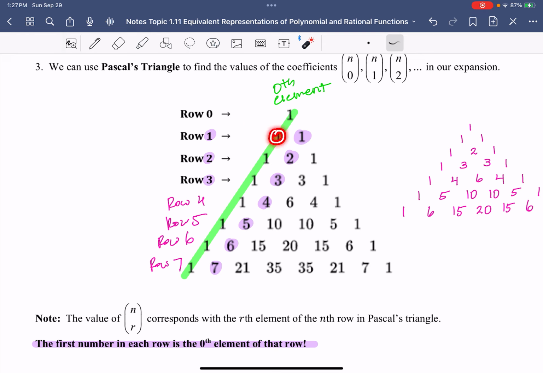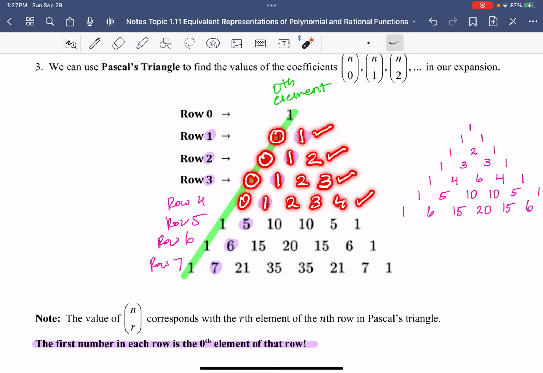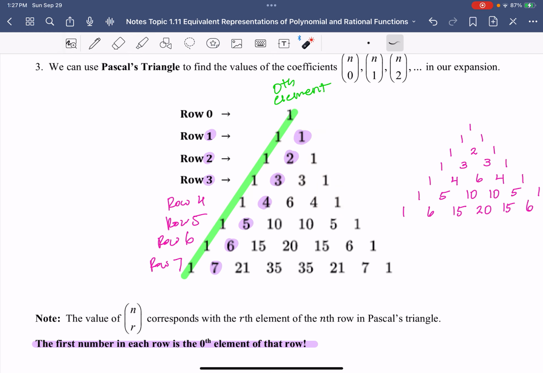So this is the 0th element and the first element. For row 2, 0th element, first element, second element. For this row, 0th element, first, second, and third element. Notice that the number of elements is exactly equal to the number of the row. So in row 1, the last number was 1. Then we have 2. Then we have 3. 0, 1, 2, 3, 4. For the fourth row, the last number is the fourth element. So you're never going to have more elements than the degree, than the number of the row.